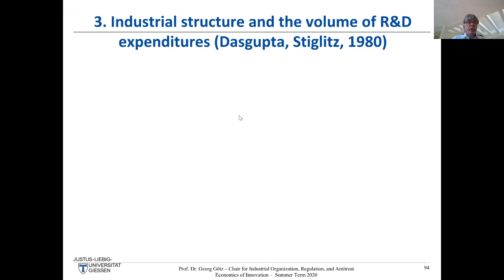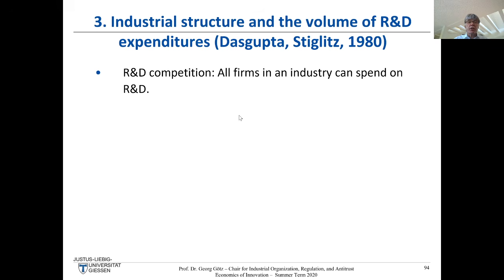Until now, in the Arrow model, we only considered a case where only one of the firms in the industry could implement some R&D project or could innovate. Right now, we are turning to industries which are more like the automotive industry, where all of the firms active in the industry invest in R&D. And what would be better than a Cournot model to deal with that? And that's actually what Dasgupta and Stiglitz did in the 1980s.